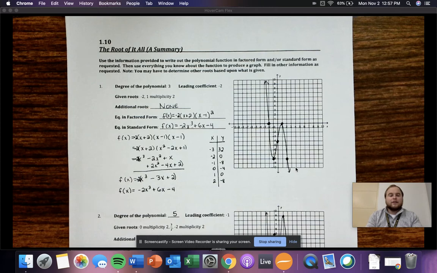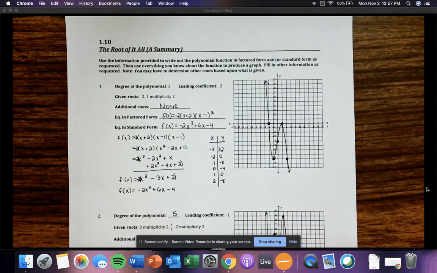What's up, guys? So today we're going to be finishing off chapter 1, or module 1, I should say, doing 1.10, the root of it all. And 1.10 kind of summarizes everything we've been doing, everything we've been learning, everything we've been practicing, groups it all into kind of one concise unit. So let's go ahead and take a look at this.